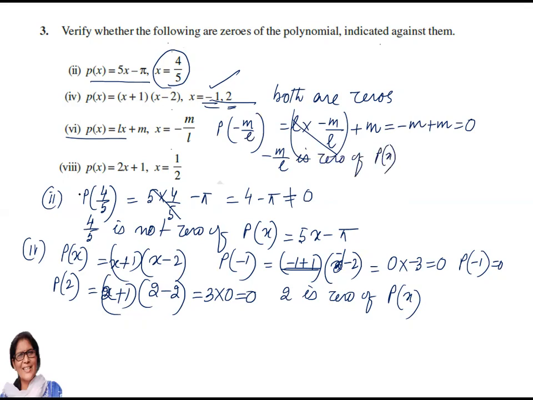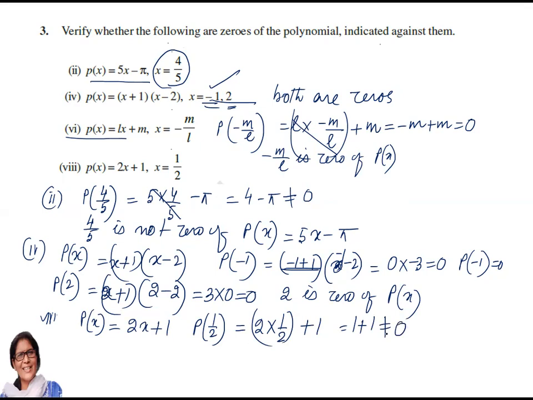Now coming to eighth part. I'm writing eighth part here. px is equal to 2x plus 1. So I'll take p(1 by 2). In place of x, I'll put 1 by 2. So 2 into 1 by 2 plus 1. So it will be 1 plus 1. Is it 0? No, it's not 0. So what is your conclusion? p(half) is not 0 of 2x plus 1.